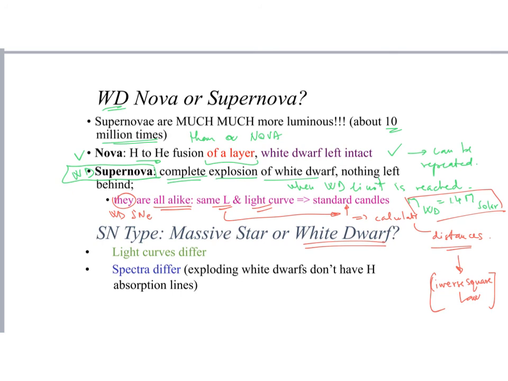Okay, so it is very important to distinguish between the massive star and the white dwarf supernovae. Their light curves differ and their spectra differ. Even though I didn't show you any example, it might be useful for you to know. If you want to ask more questions and look around, feel free to do that.